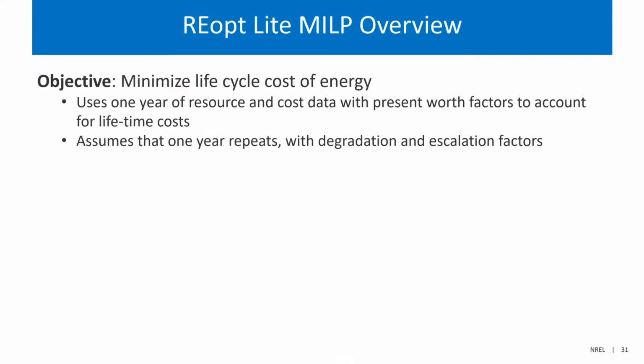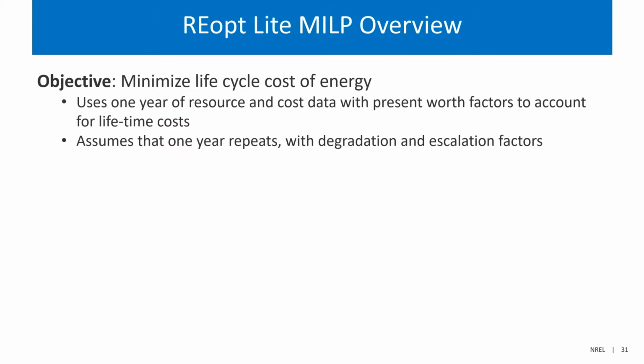So the objective is to minimize the lifecycle cost of energy, and it's not modeling the entire, say, 25 years. It actually has 1 year of cost and resource data, and then it uses present worth factors to account for the entire lifetime cost in present value terms. So that 1 year of load profile that a user uploads is assumed to repeat, but then we're using degradation and escalation factors to account for lifetime performance. One example is, say, the solar PV output is going to degrade slowly over time, so that's accounted for.